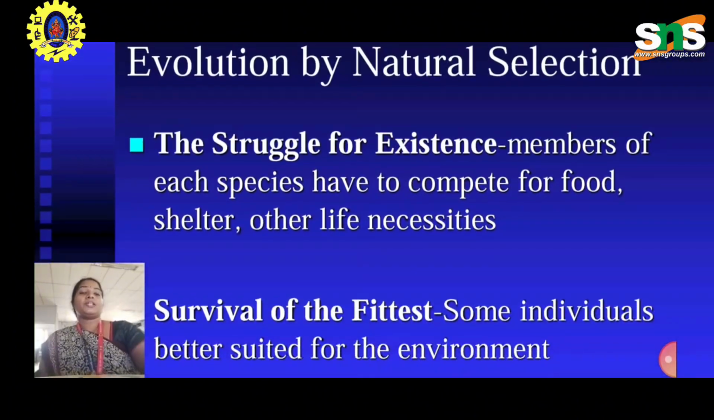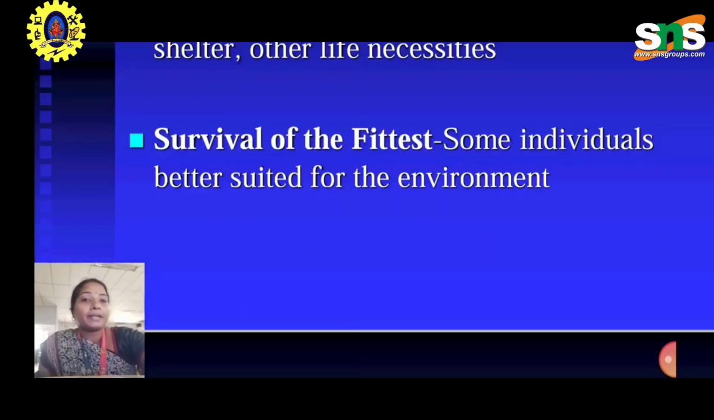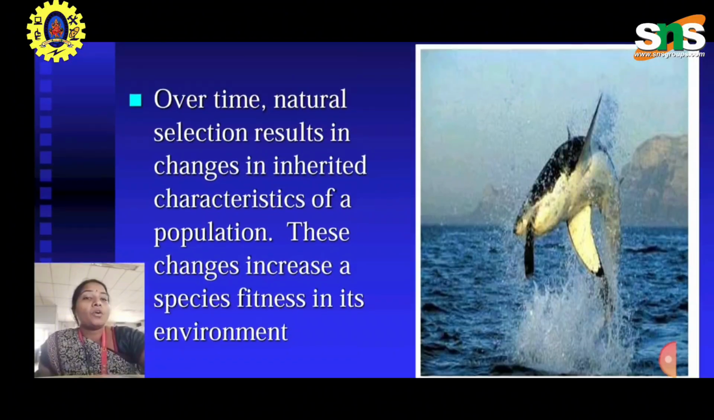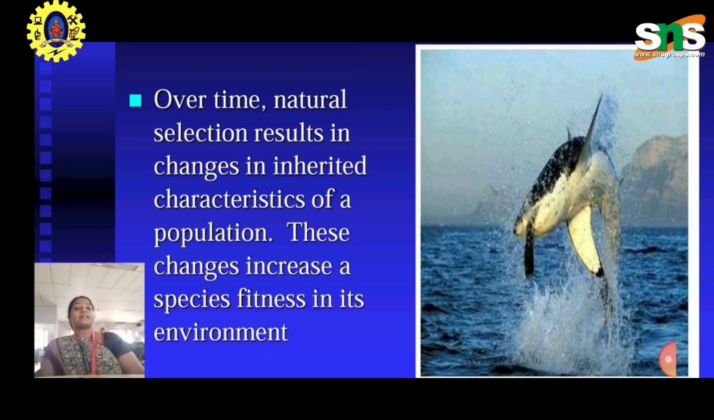Evolution by natural selection. The struggle for existence: members of each species have to compete for food, shelter, and other life necessities. Some individuals are better suited for the environment, the fittest. So, natural selection. Over time, natural selection results in changes in the inherited characteristics of a population. These changes increase a species' fitness in its environment.